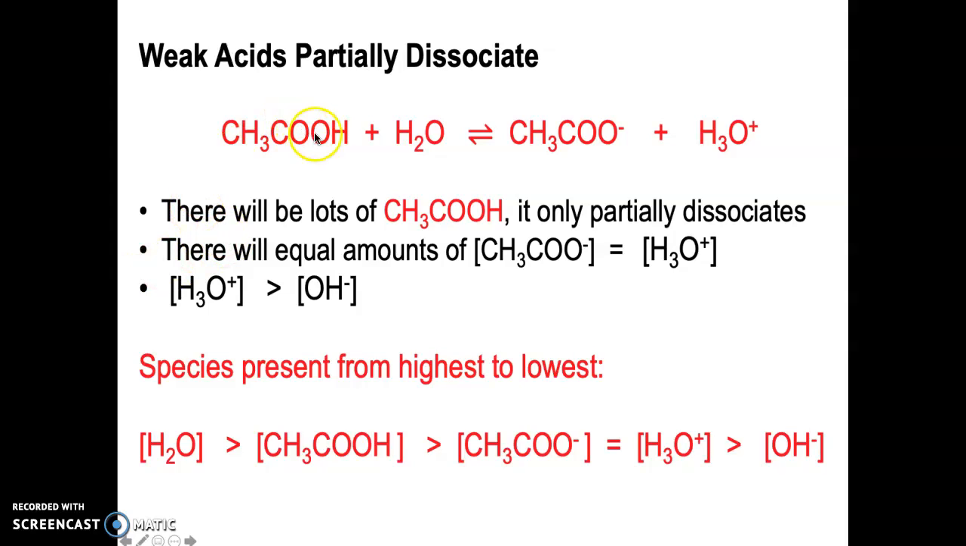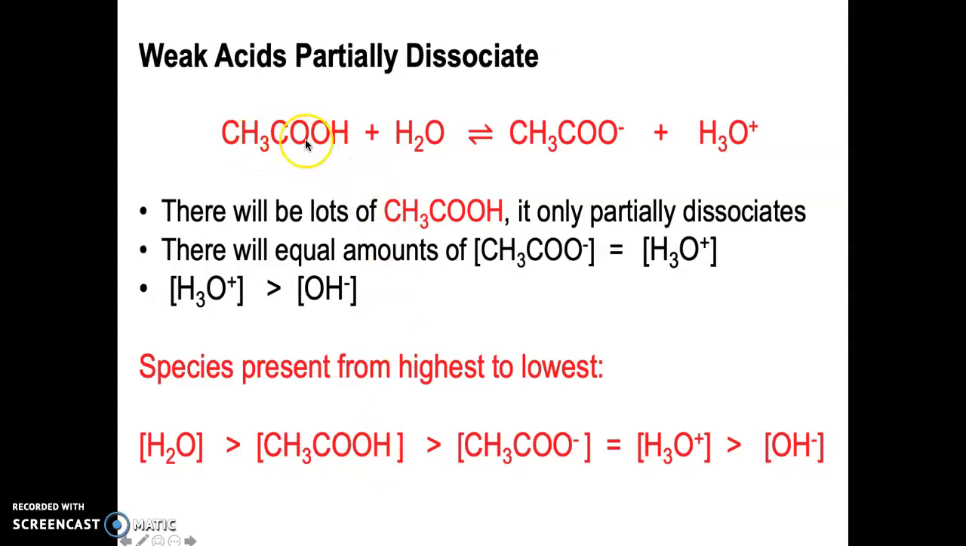Here we've got our ethanoic acid with water producing ethanoate ions and hydroniums. Very few of these ethanoic acid molecules actually dissociate, and so your species present that is going to be in the highest concentration after water is the ethanoic acid. Okay, that tells us that very few of them actually do dissociate.